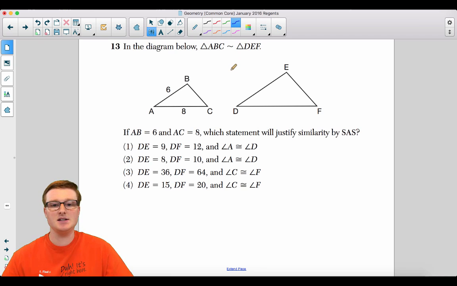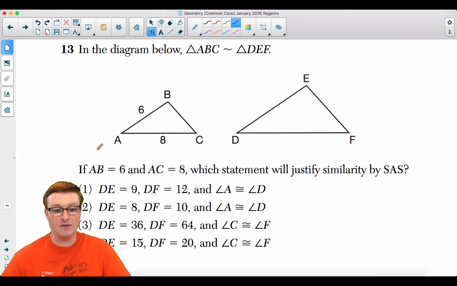Question 13 says, in the diagram below, triangle ABC is similar to triangle DEF. If AB is 6 and AC is 8, which statement will justify similarity by side angle side? First and foremost, what angle are they talking about? It says side angle side. They're talking about the included angle.